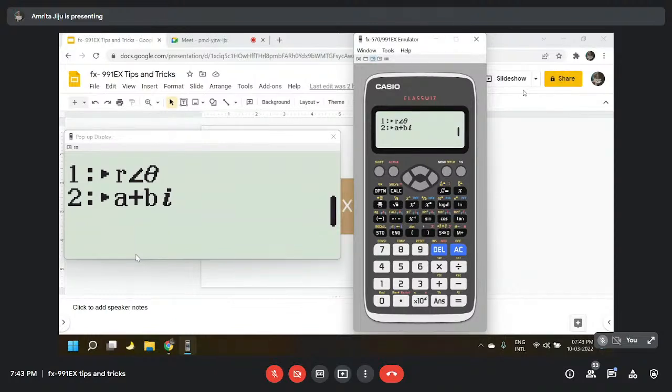What do we mean by polar and rectangular? If you are given the number x plus iy, we take two numbers, r and theta, where x is equal to r cos theta and y is equal to r sin theta. That is what is depicted here. So let's see an example for the same.